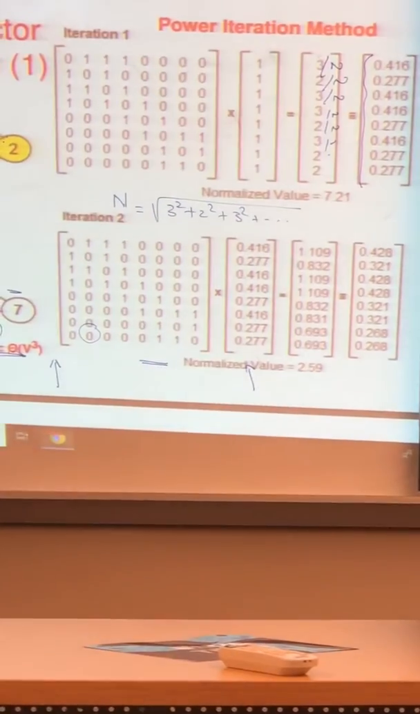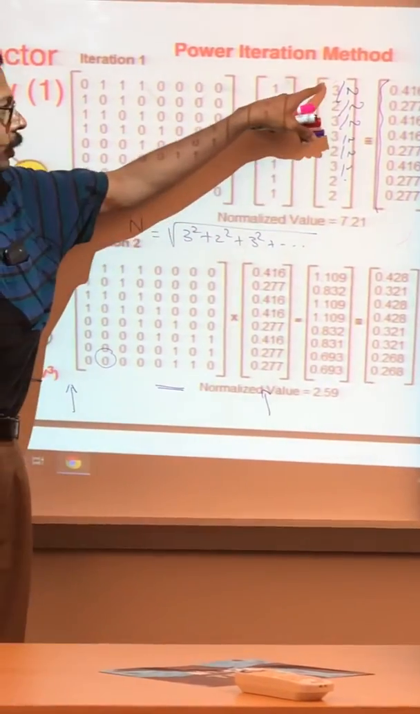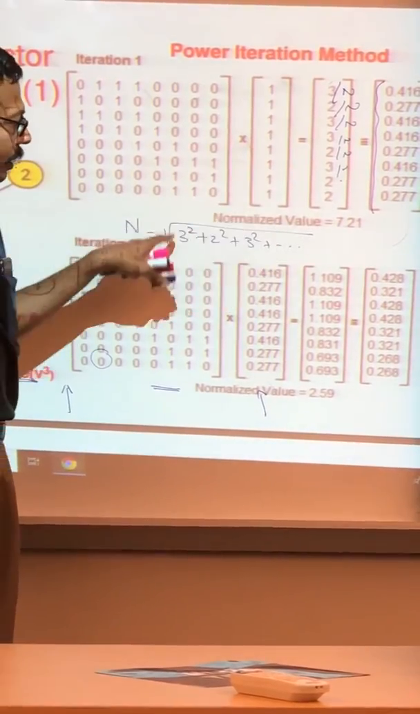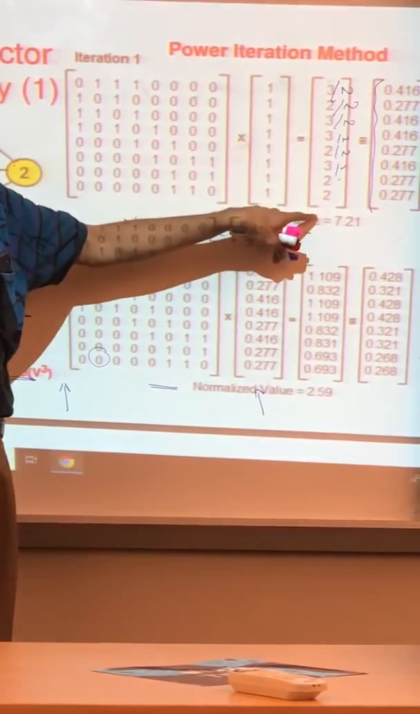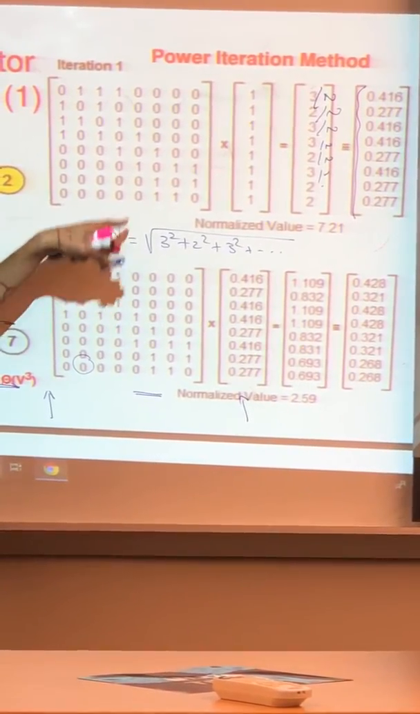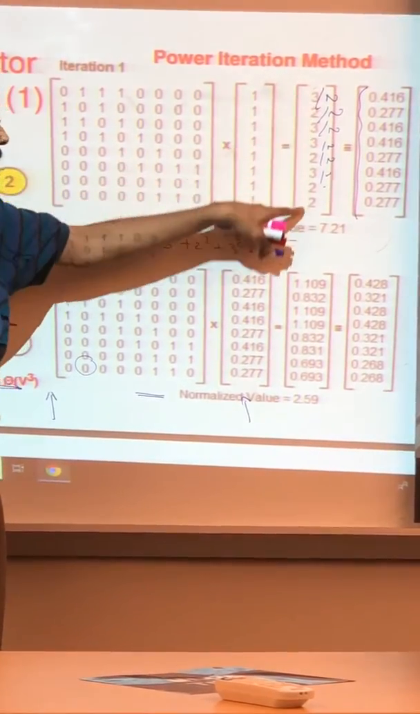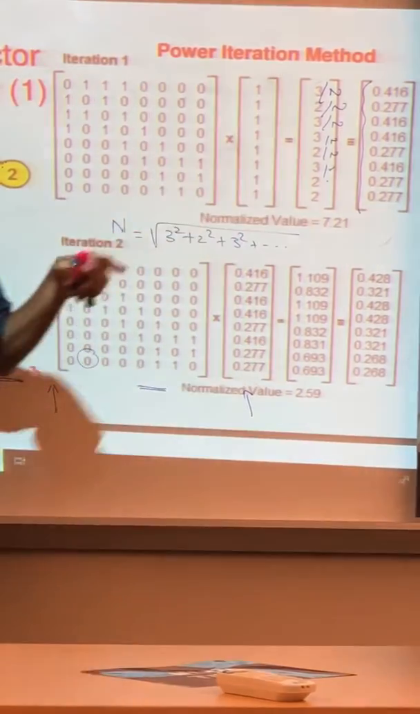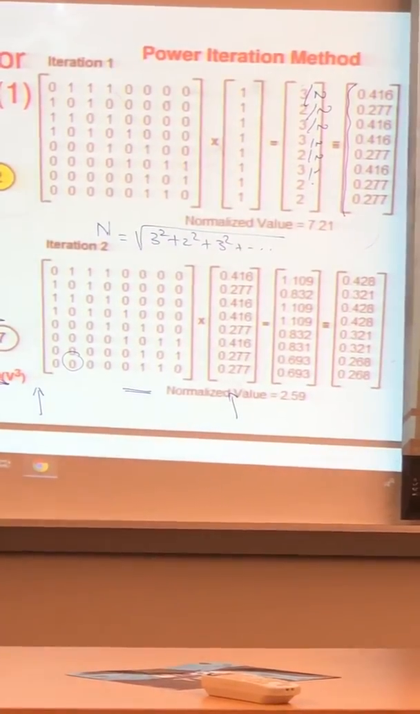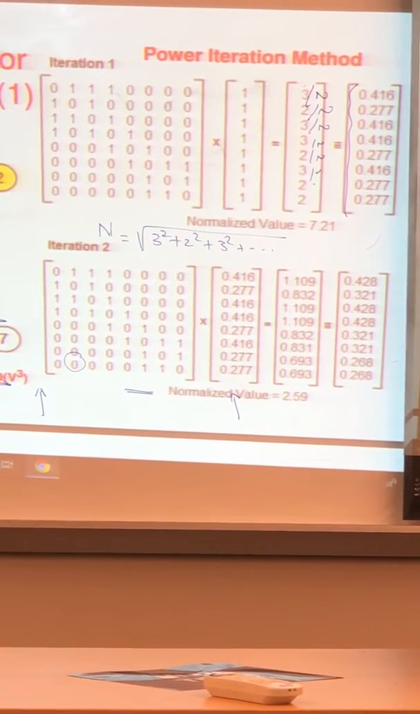Is that clear how we get that? So square root of the sum of the squares of these numbers, and whatever the square root value is, divide each entry here by that square root value, and that's these numbers. So it's always going to be from 0 to 1. So that's what is called normalization.